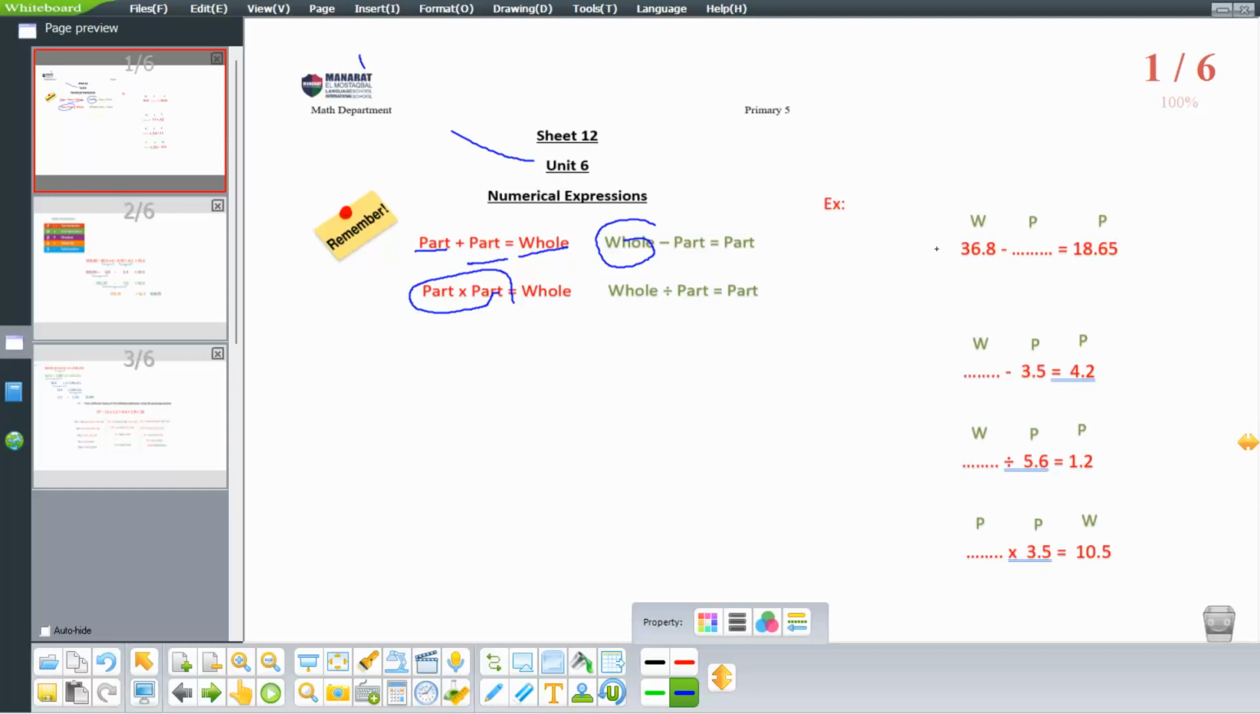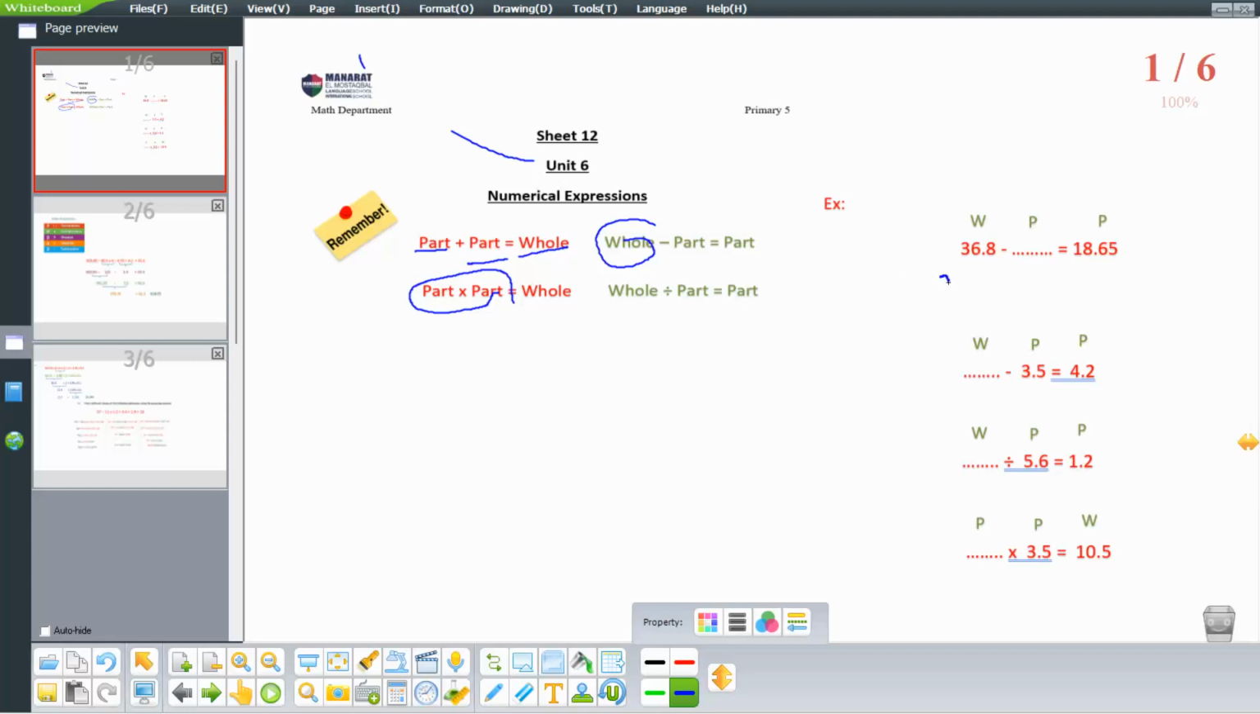Let's see the example. 36.8 minus missing equal 18.65. So here we know that in subtraction we have whole as first. So we call it whole, and this is part and this is part. If I want to get part, what are we going to do? We are going to subtract whole minus part.